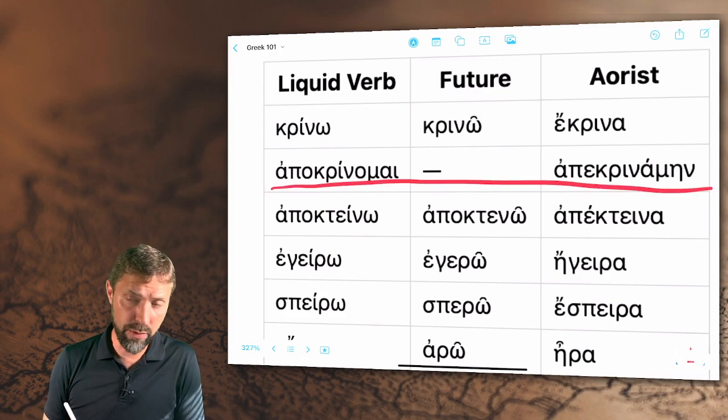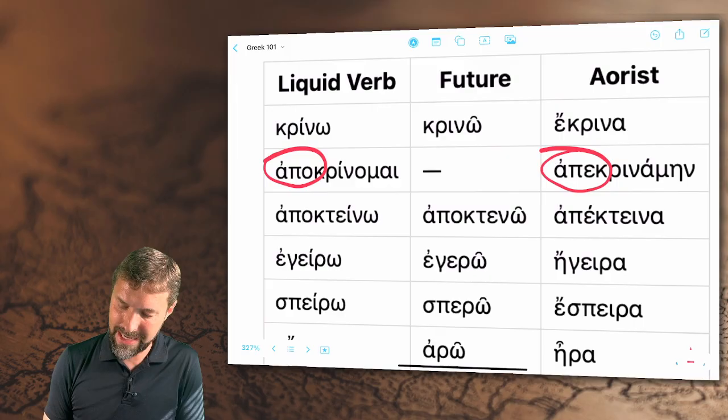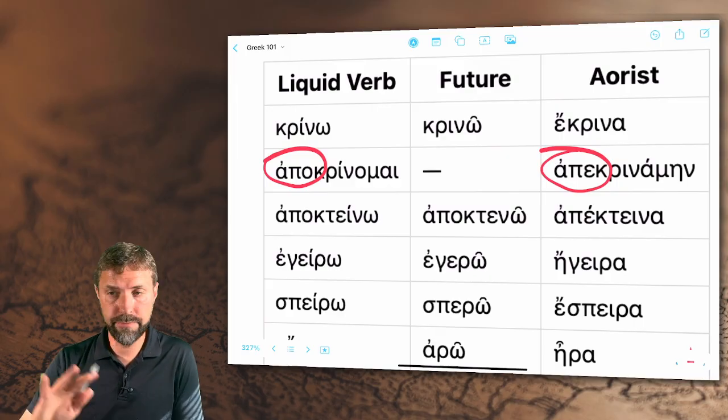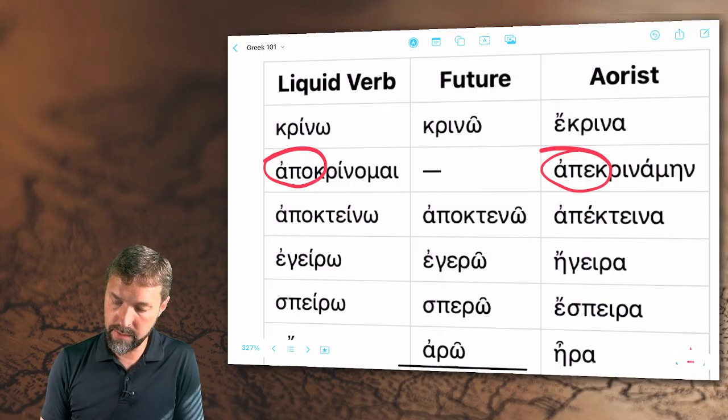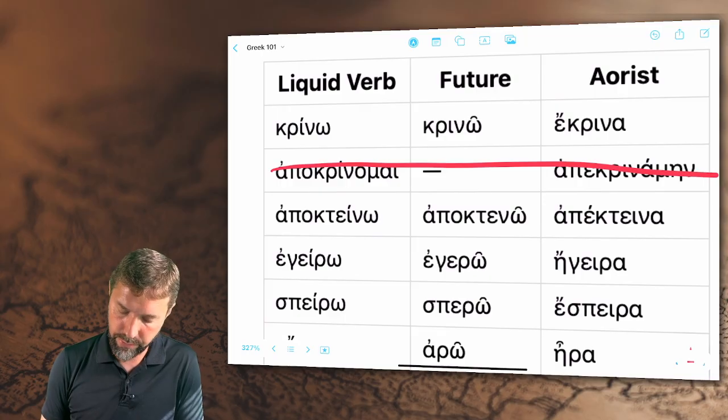Apokrinomai is just a form of that. So the difference between these two is that I've just put the preposition on the top, and over here it's augmented. Otherwise, that actually follows the rules exactly, and I'm not at all surprised. So this is really not a verb to memorize or anything. It's the same as the one before it.